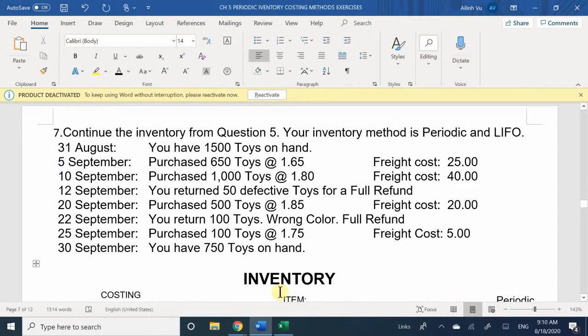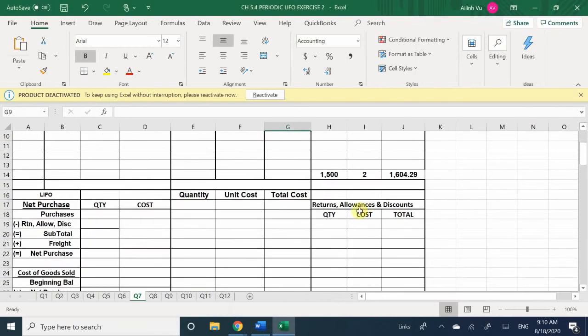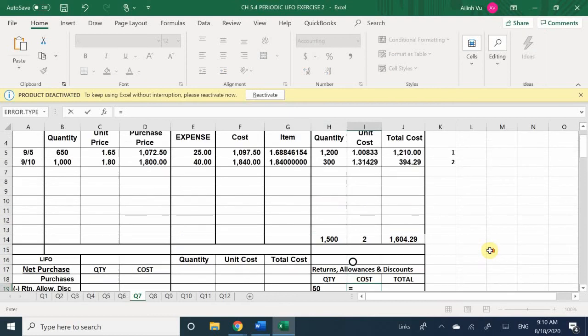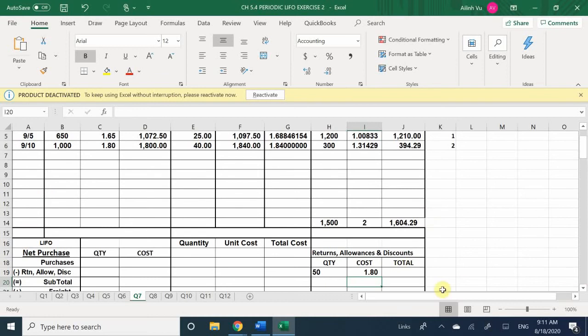What happened next on September 12th? 50 defective toys were returned for a full refund. So we're going to come down to this bottom part here. 50 toys. At what price am I returning them? $1.80. Good. So what is the total amount I'm going to refund? $90 even. Okay, so now we need to adjust that batch.